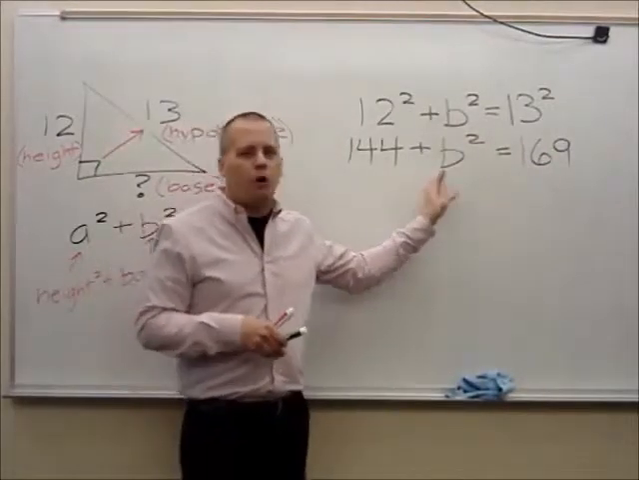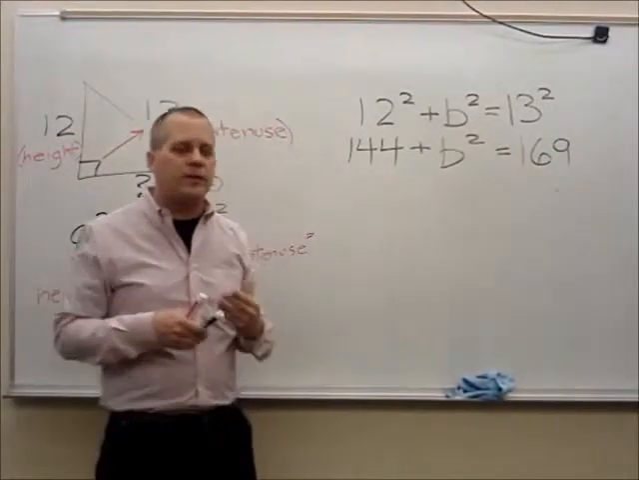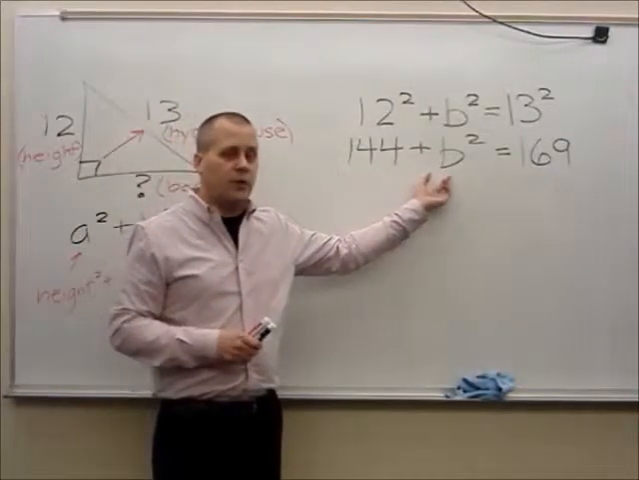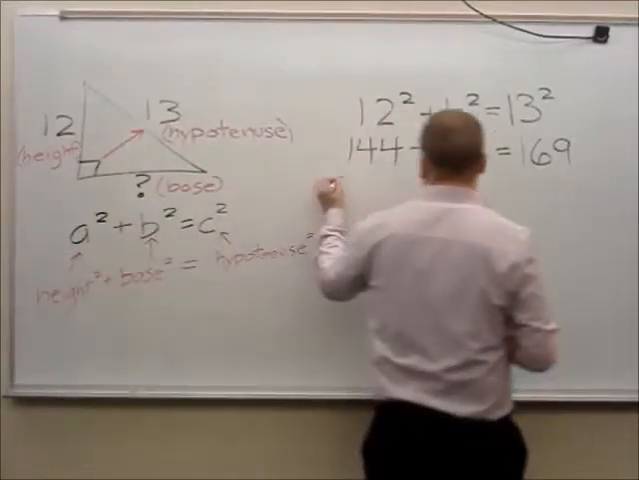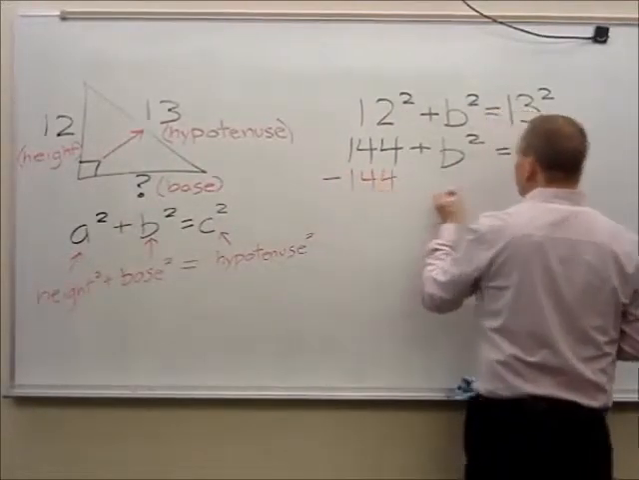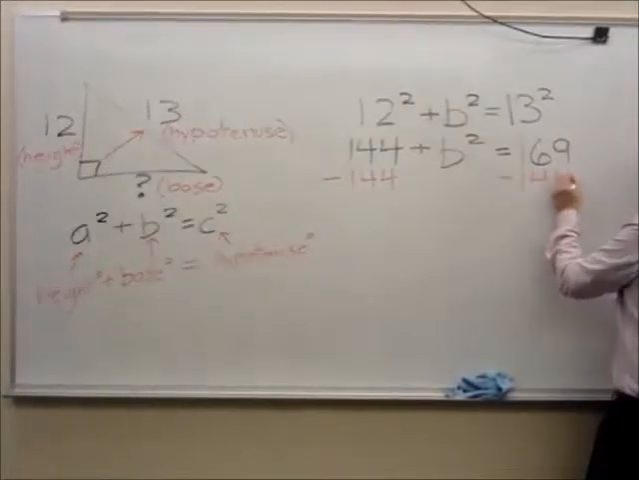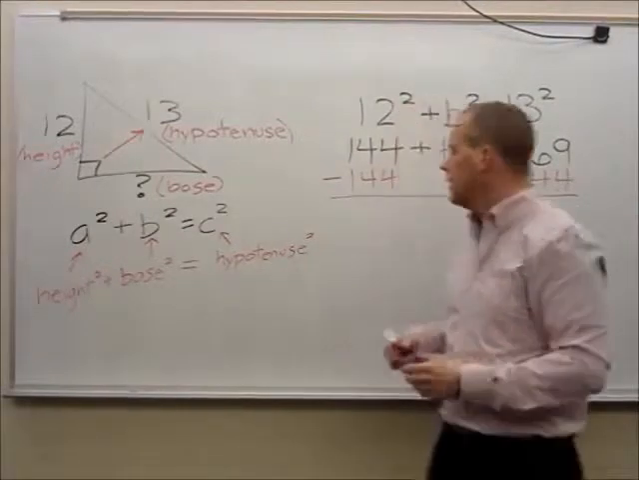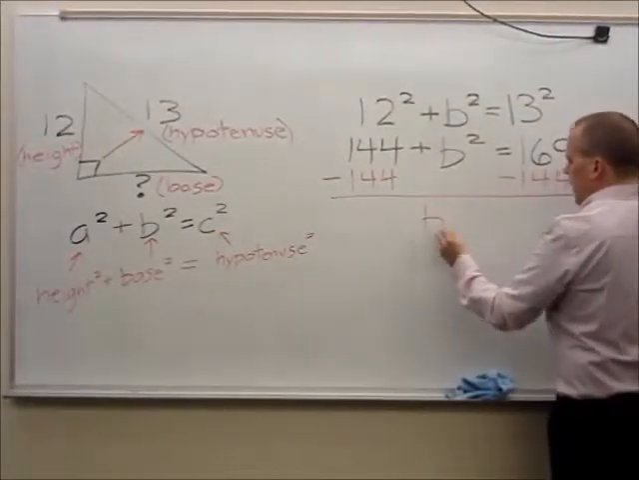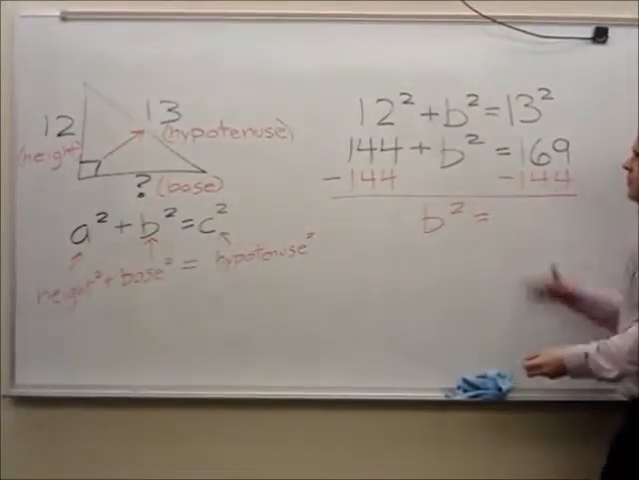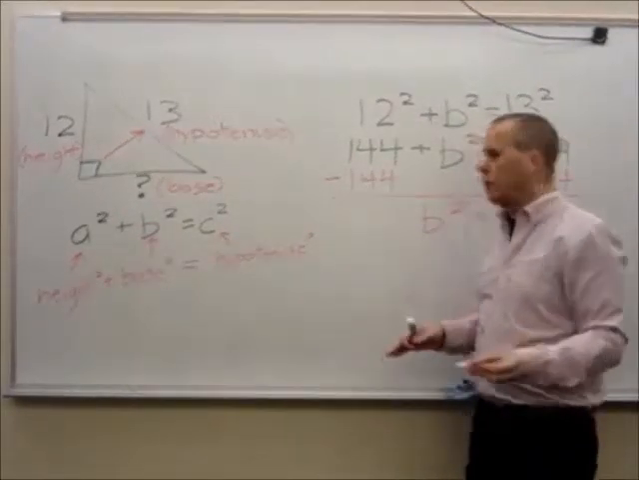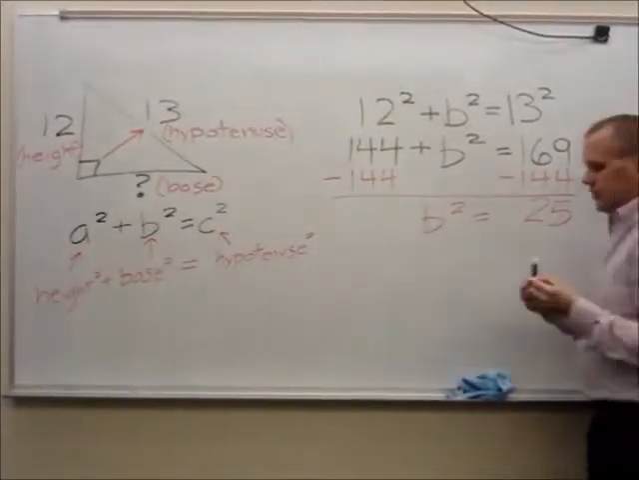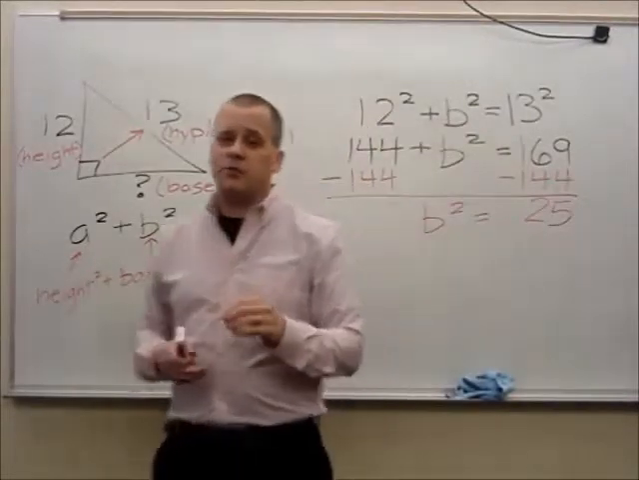I want to get b all by itself. So here's what I'm going to do. I see that I have 144 in front of b squared. So what I'm going to do is I'm going to subtract 144 from both sides of the equation. Whatever I do to one side of the equation, I need to do to the other side of the equation. So here's what I'm going to do. I'm going to end up with base squared. 144 take away 144 is 0. So I've got base squared. I start subtracting. I end up with this. B squared is equal to 25.